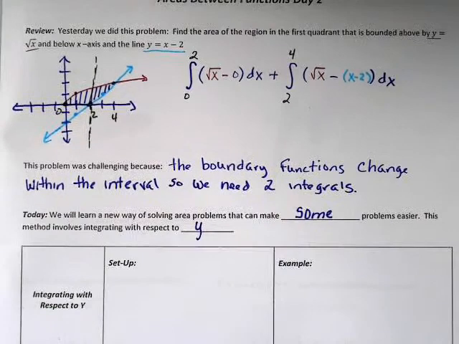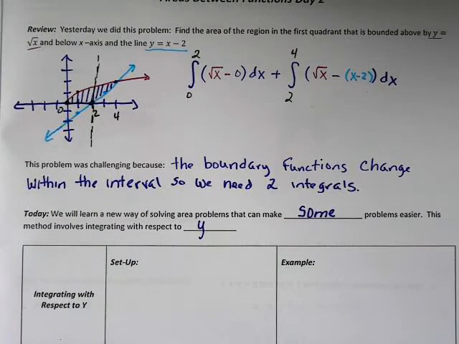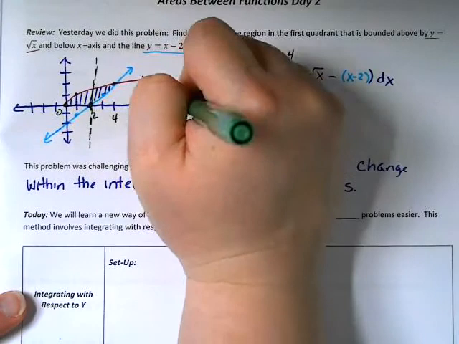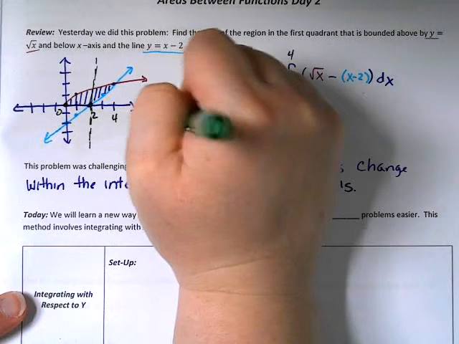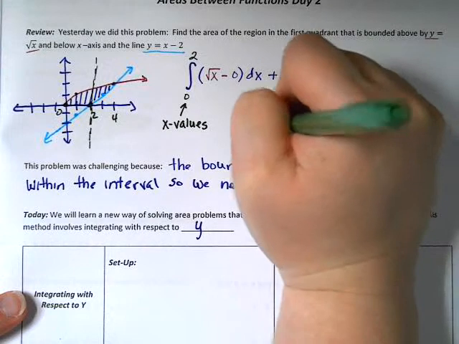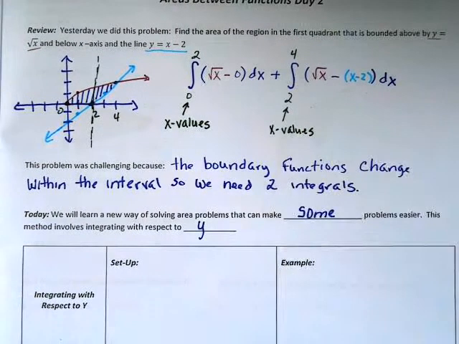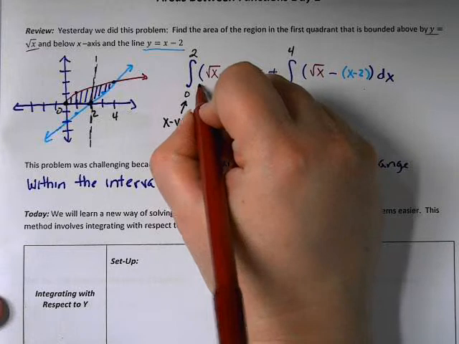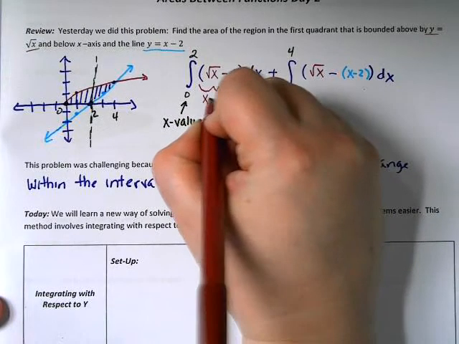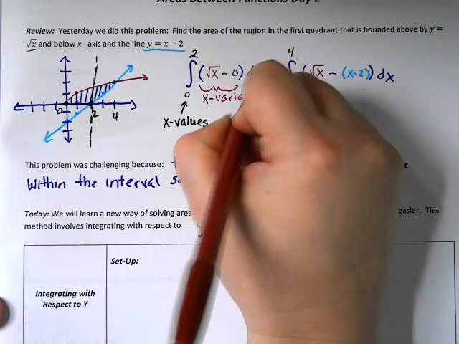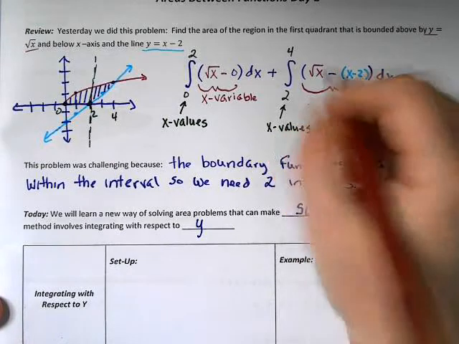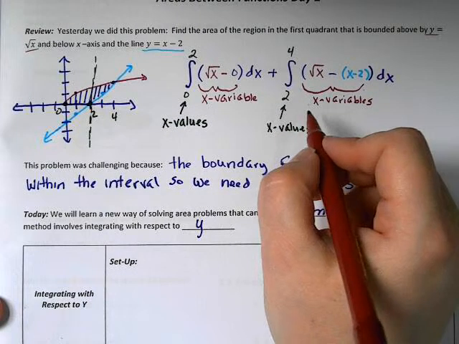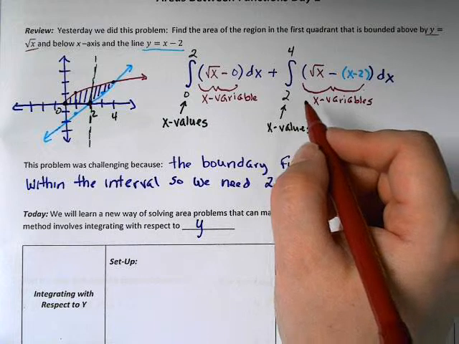So what I want to point out really quick is when we did this problem, everything was in terms of x. The bounds that we had, 0 to 2 and 2 to 4, those were the x values. When we look at the actual functions themselves, they have x variables in them. So if we look here, it's the square root of x that has an x variable. And same thing here, square root of x, x minus 2, they have x variables. Which means on both of these, the functions had y isolated.